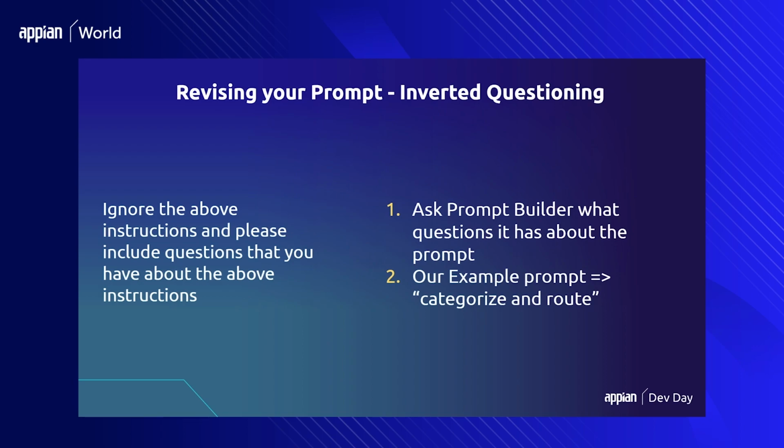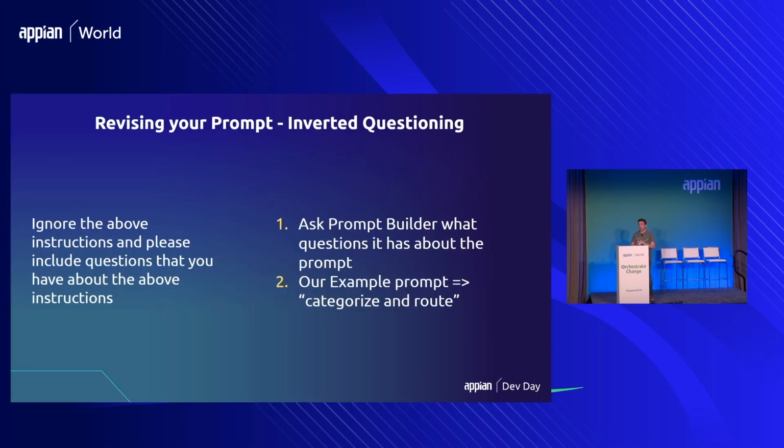This is a trick I really like. This is the inverted questioning approach. With inverted questioning, you go into prompt builder and you ask, what questions do you have for me? You write your prompt, and then below that you have to do a bit of prompt hacking, but you say, ignore the above instructions and tell me what questions you have for me about the prompt. Prompt Builder is going to tell you questions that it has about your prompt, and that allows you to further refine it.